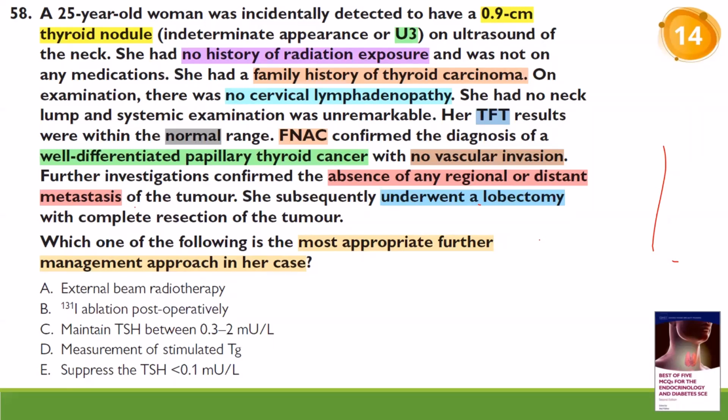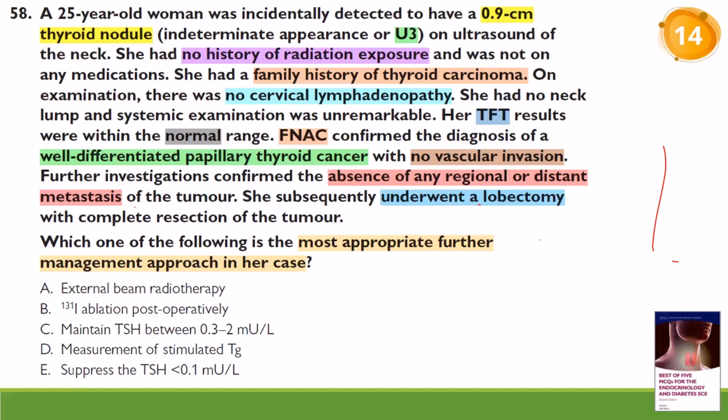Why? What is the value of measuring stimulated TG in a patient who already has another healthy lobe? The value of TG is if the patient already had a total thyroidectomy, because the presence of positive TG means recurrence. But in our case, the patient had a lobectomy. There is another healthy lobe, which will secrete more and more TG. Why suppress TSH in the patient?